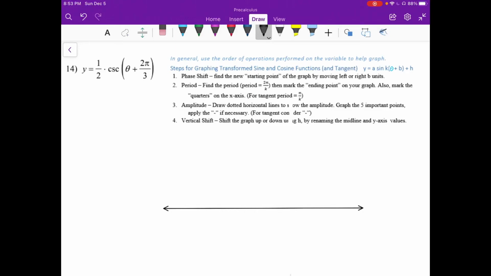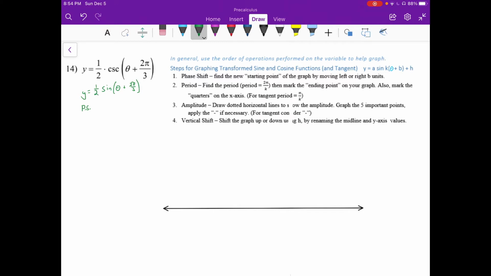Here we're going to graph y equals 1/2 times the cosecant of theta plus 2 pi over 3. What we're going to do first, remember, is graph the reciprocal function, and the reciprocal of cosecant is sine. So we'll graph 1/2 sine of theta plus 2 pi over 3. And once we do that, we can use that graph to help us with the cosecant function. As we go through this, we're going to go through all the same things that we have done with all the other sine functions.